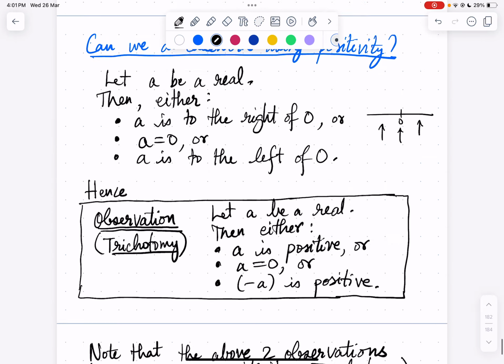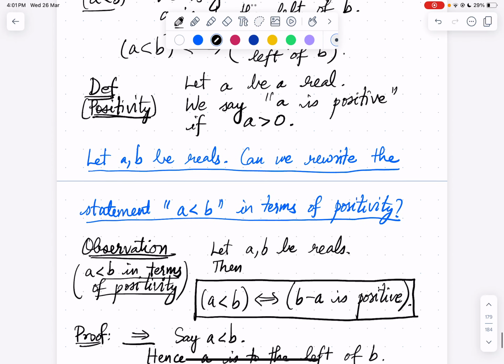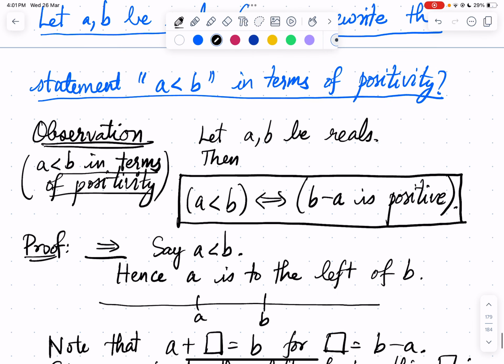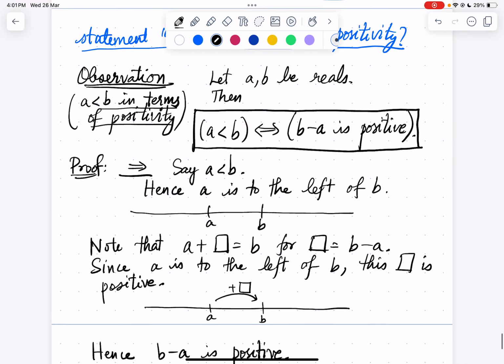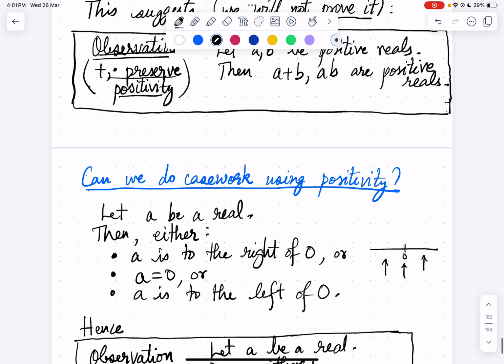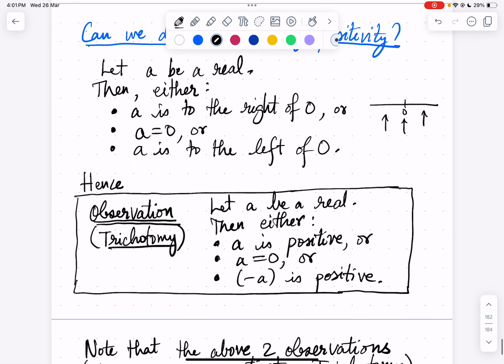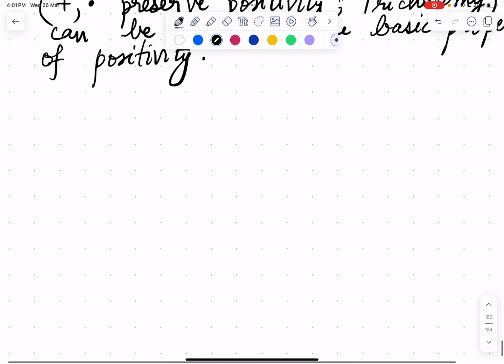So we have the basic properties of positivity, and we know how to rewrite any inequality A less than B in terms of positivity. A less than B can be rewritten as B minus A is positive. Now we can start to prove some properties about inequalities. Right.